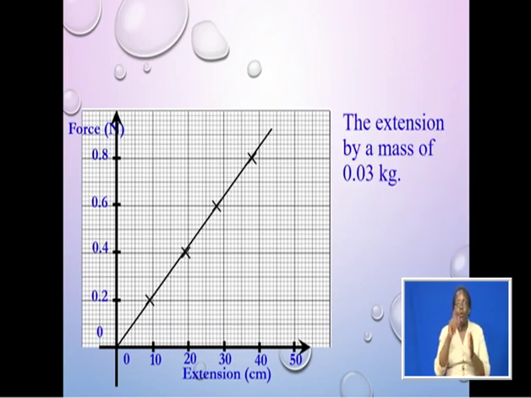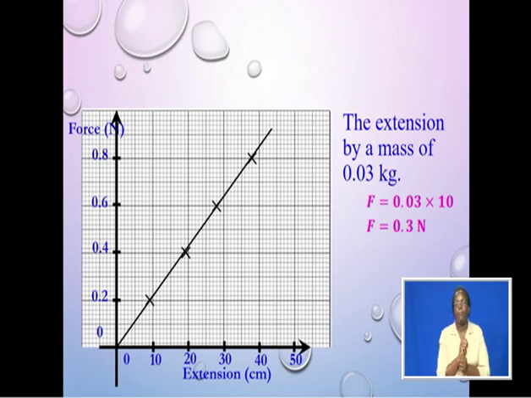What would be the extension by a mass of 0.03 kilograms? Remember, the first thing that you need to do is to change the kilograms into newtons, so that we can use the graph. So that will be 0.03 times 10. So we have a force of 0.3 newtons.